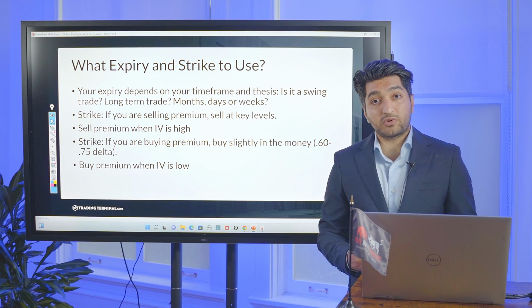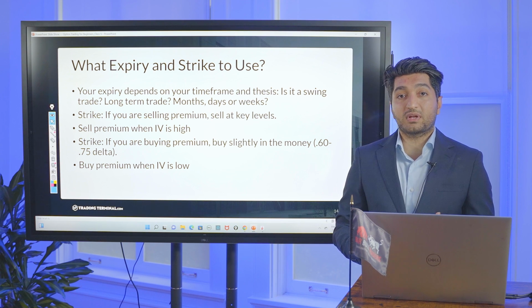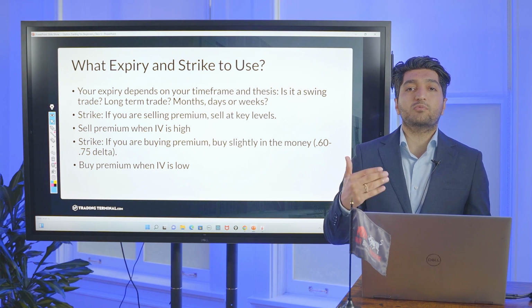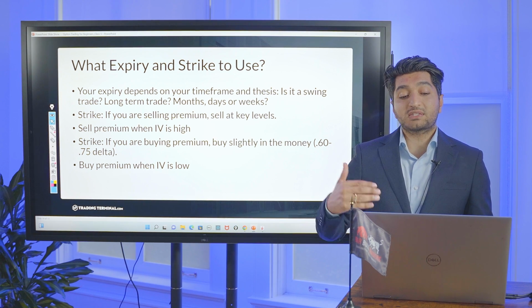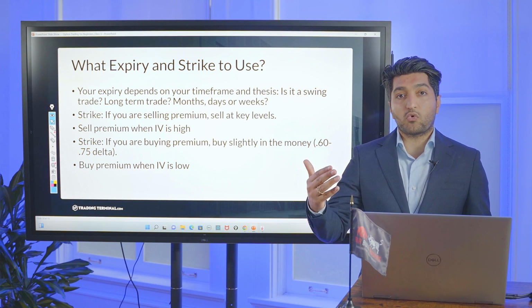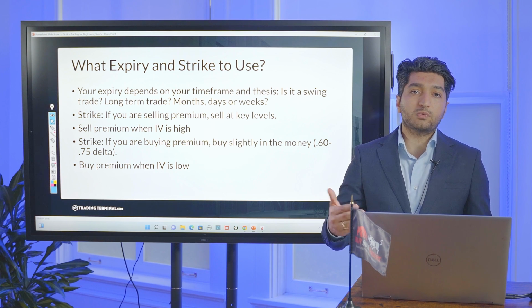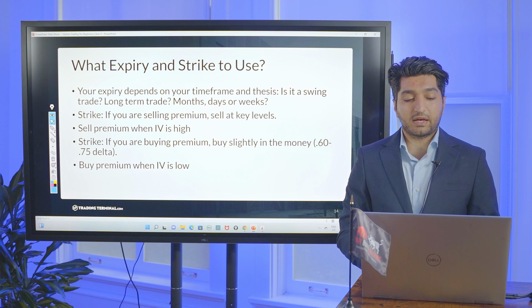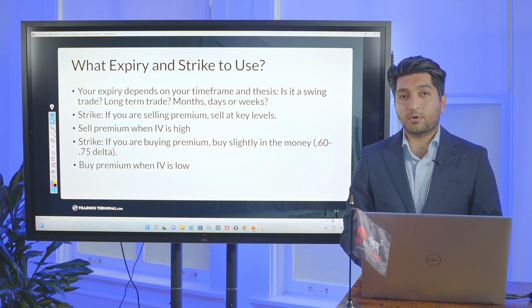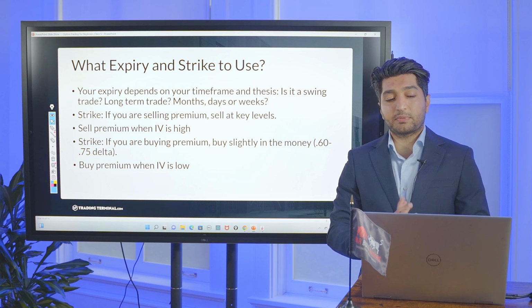If it's a day trade, or you think this trade will happen over the next few days, you want to use the weekly option, the earliest expiry. If it's a long-term trade, maybe months or even years, of course you want to go further and further away in the expiry cycle. I'll show you more examples as we go back into our trading platform.